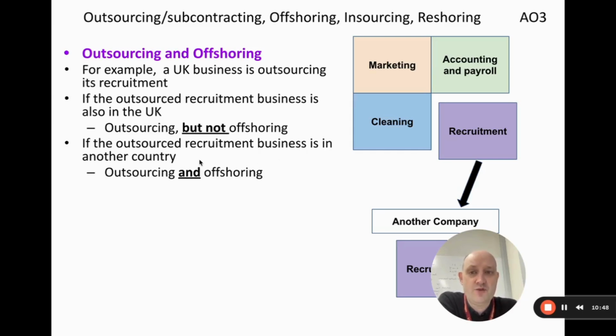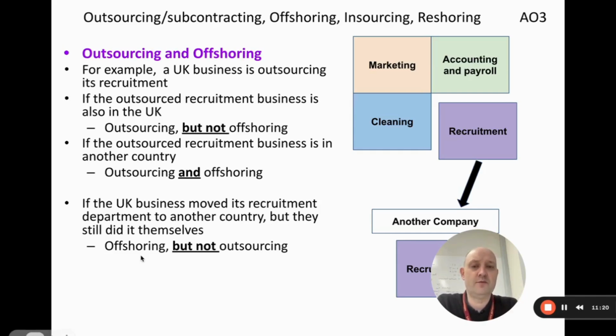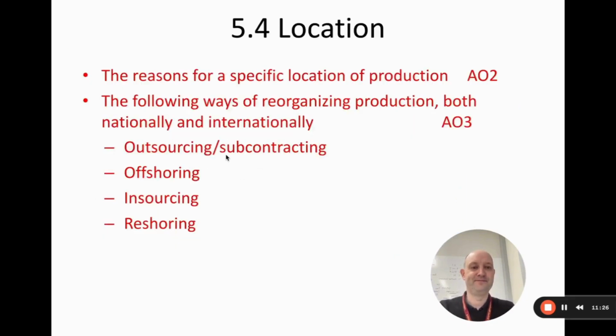However, if they outsource the recruitment business and that recruitment business is in another country, then it would be outsourcing and offshoring. So that's a relationship between the two. We can outsource with offshoring and we can outsource without offshoring. Similarly, if the UK business moved its recruitment department to another country, but they still did it themselves, so they're still doing their own recruitment, but they're moving those recruitment people into a different country, then, you guessed it, this would be offshoring, but not outsourcing. It's not outsourcing because they're still doing it themselves, but it's offshoring because they're moving it to another country. So the key point here is that we can do one or both or neither.